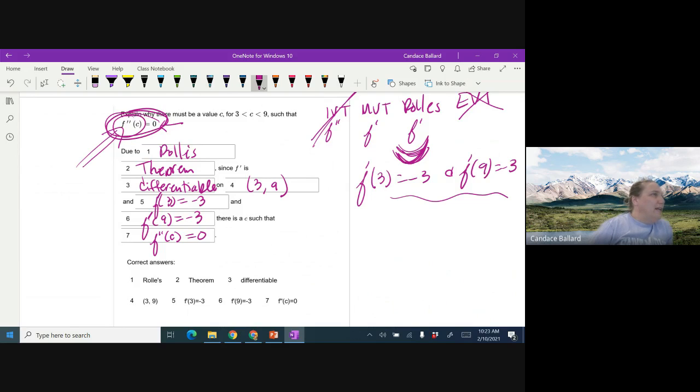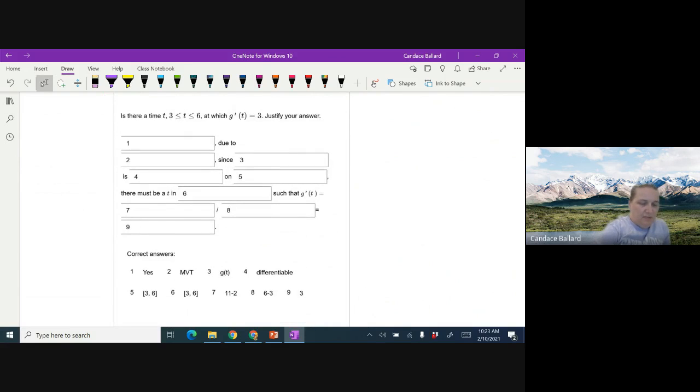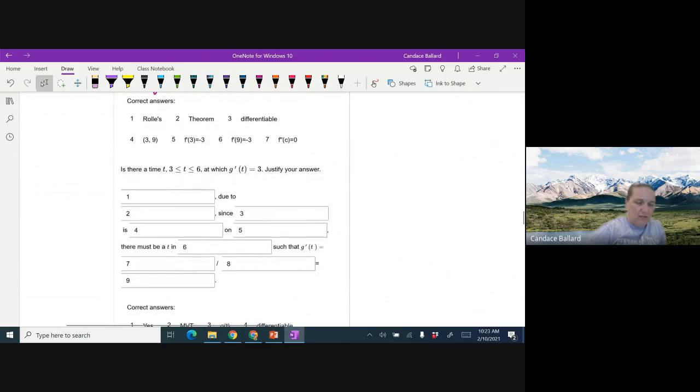All right, is there a time t between 3 and 6 at which g prime equals 3? Justify your answer. Okay, what's the answer? Is it yes or no? Sorry, don't look at my answer choices, right? Is it yes or no?